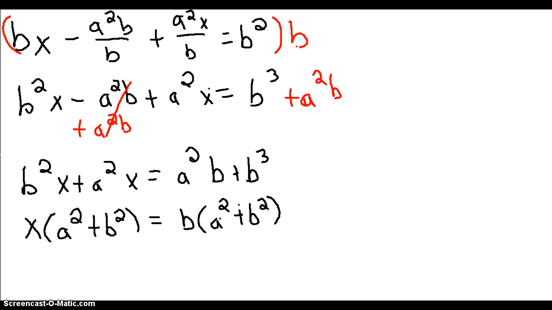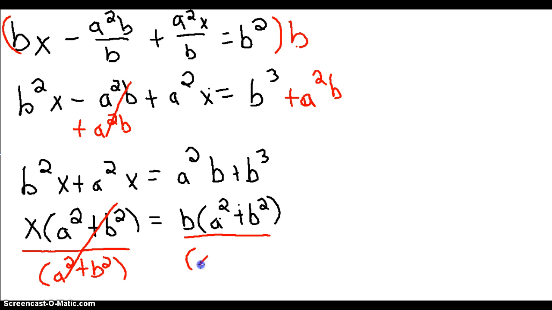Okay, so now to get x by itself, I need to divide by this factor of a squared plus b squared. So that'll cancel it out on that side. Let me do it over here as well. And if you notice, it's actually going to cancel on this side as well, which is very convenient. It works out very nicely. It just shows us that x equals b.